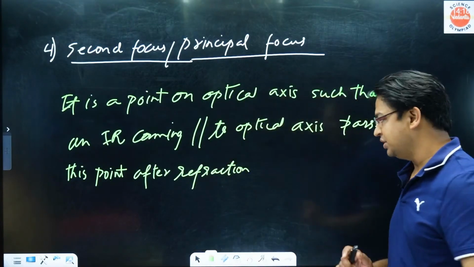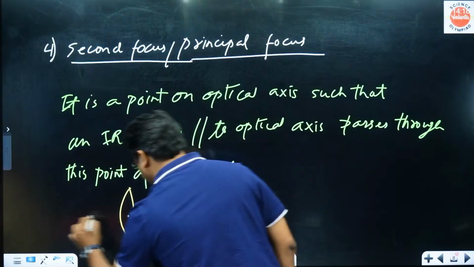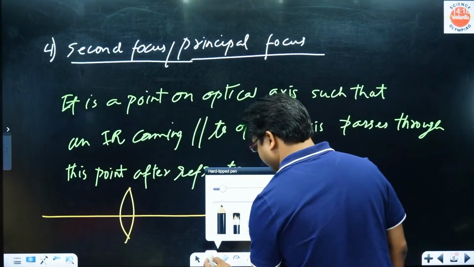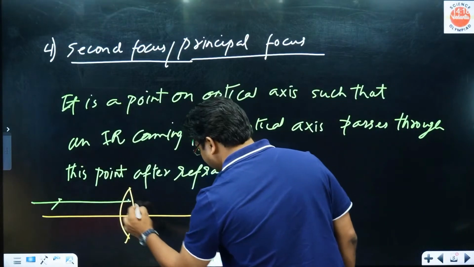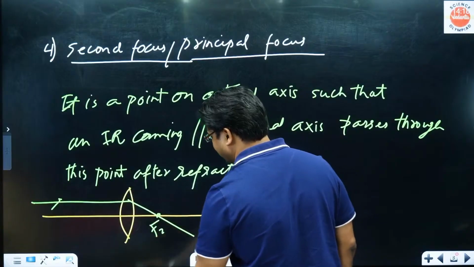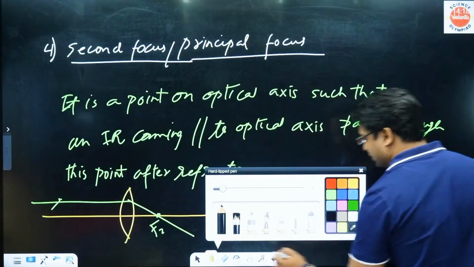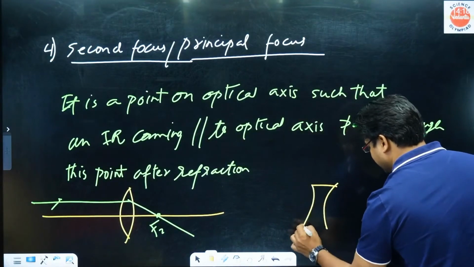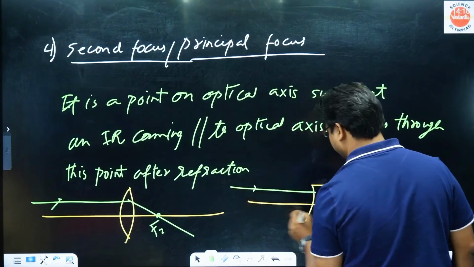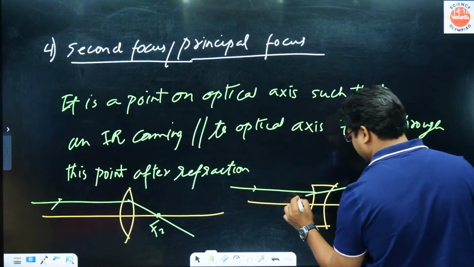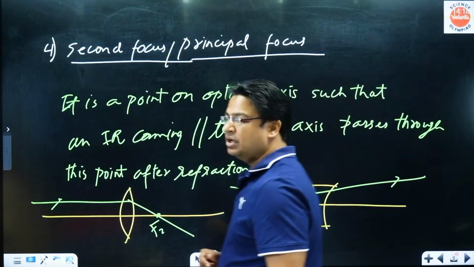Again, what do we mean by this? Let me show it to you using a ray diagram. So suppose this is a convex lens and we send a ray which is parallel to the principal axis. After refraction, wherever it cuts the optical axis, that point is called the second focus or the principal focus. In case of concave lenses, the diagram would appear somewhat like this. We'll send a ray which is parallel to the optical axis, then this ray will diverge and this point will be called the second focus.